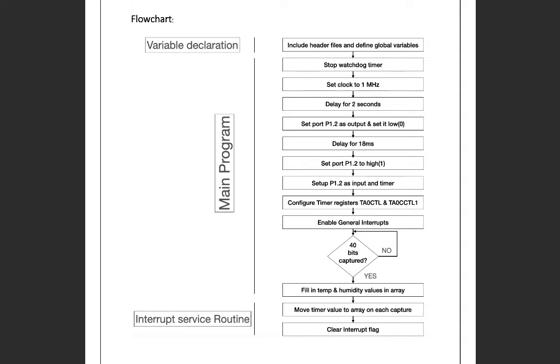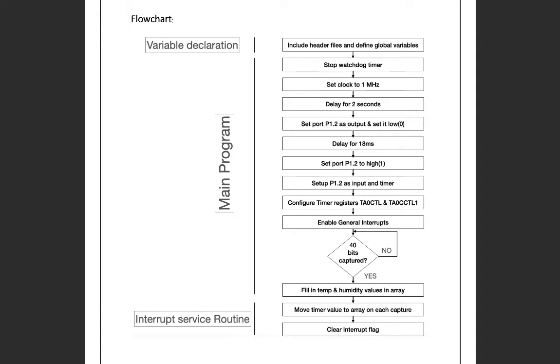Okay, so first we set it as an output pin and we set it low. Our start pulse is a low pulse of 18 milliseconds. So we set it low, start the timer for 18 milliseconds, then we set it high. Now after we set it high, it will be in the phase where it waits for the response from the sensor. At the same time, we will set this pin as our input pin.